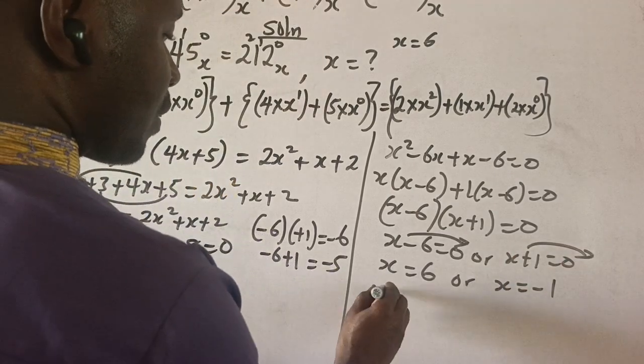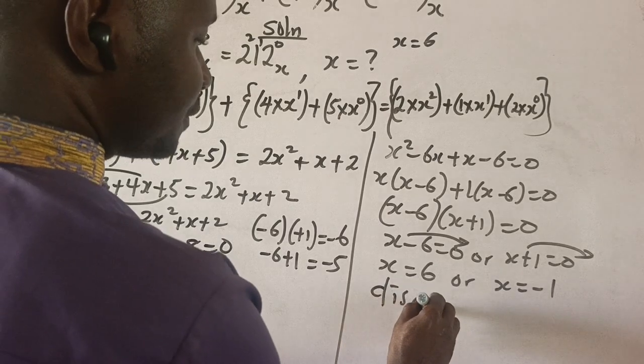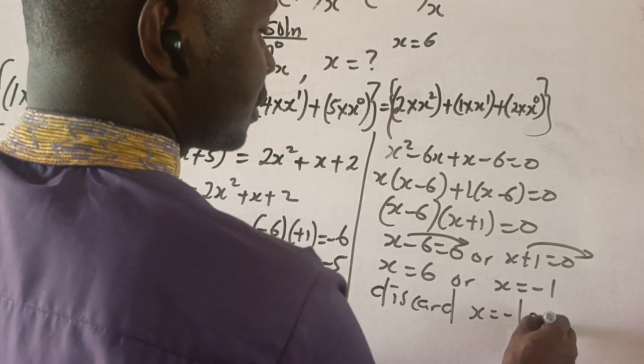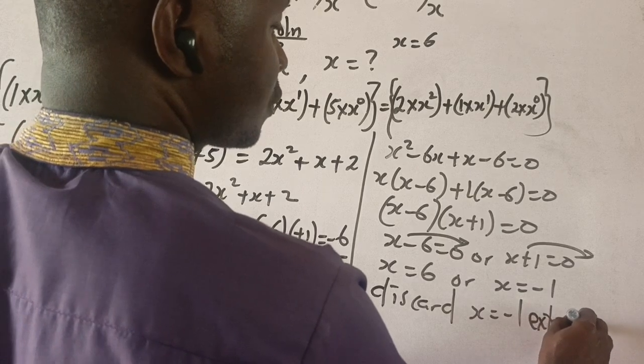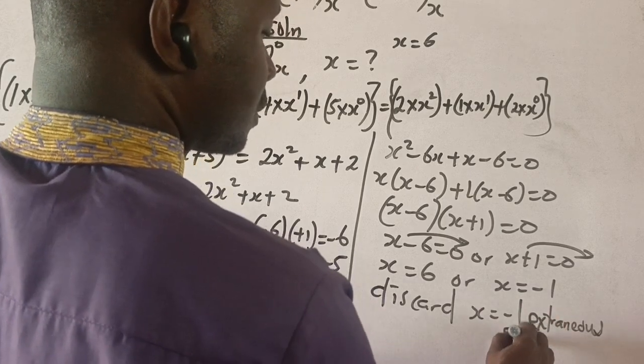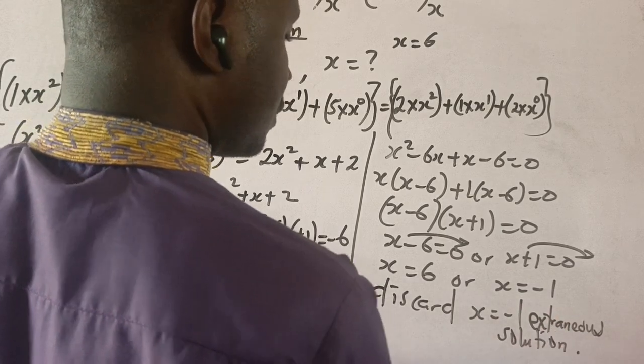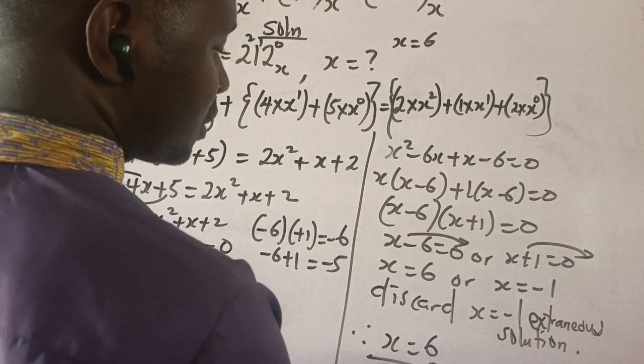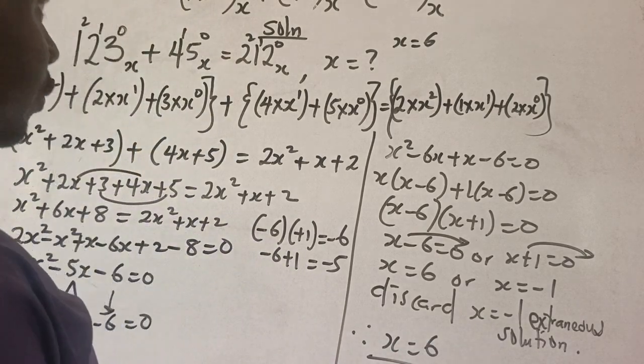So therefore we are going to discard x equals minus 1. This is an extraneous solution. While the only real solution is therefore x equals 6. x equals 6 is the only real solution to the question.